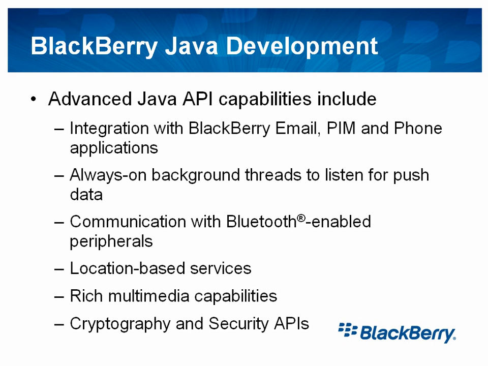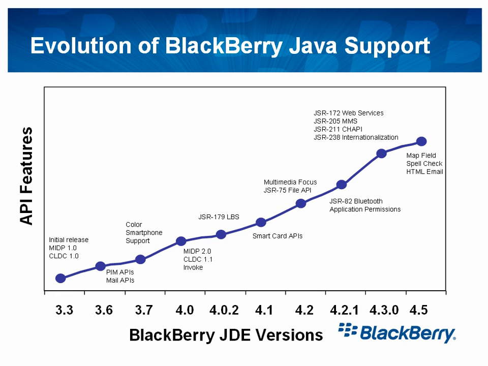Some of the advanced Java API capabilities include integration with some of the existing applications on the device, whether that's email, PIM or phone. The ability to have an always-on background thread in a multi-process, multi-threaded operating system allows you to listen for push communication, for example. Also communicating with Bluetooth-enabled peripherals, leveraging location-based services, adding rich multimedia capabilities, and then the ability to leverage a state-of-the-art cryptography and security API capability on the Blackberry today.